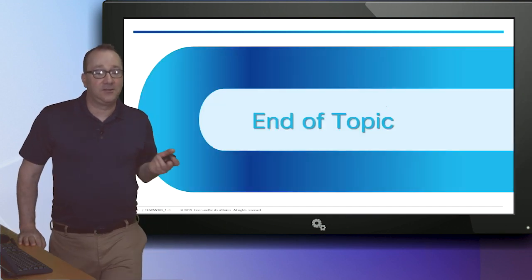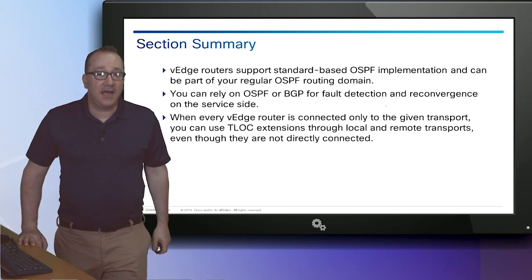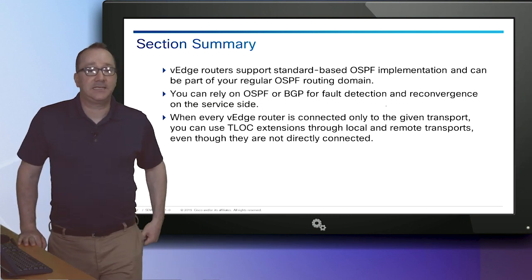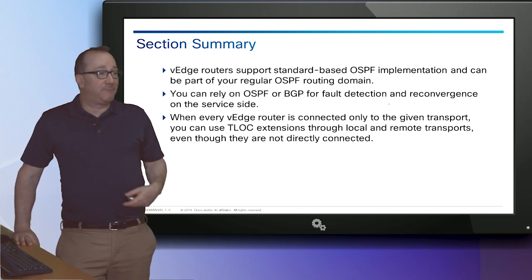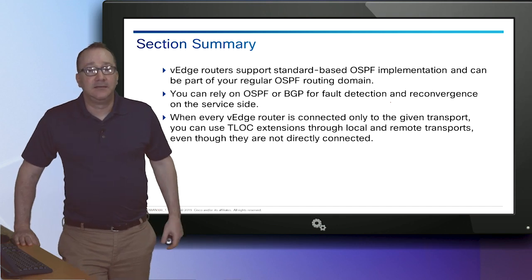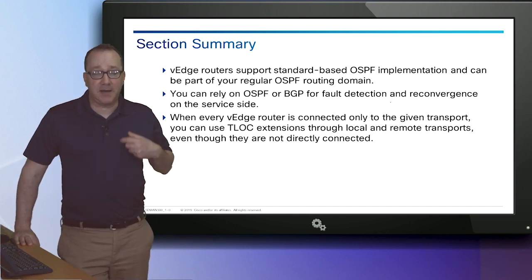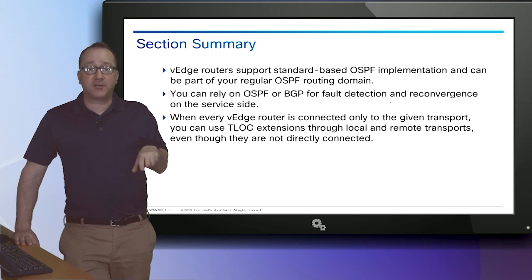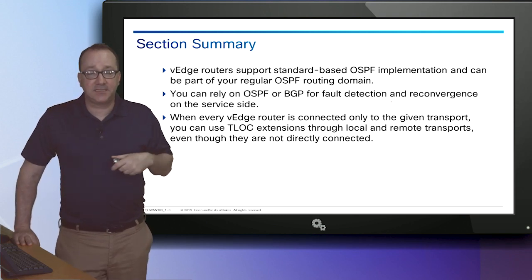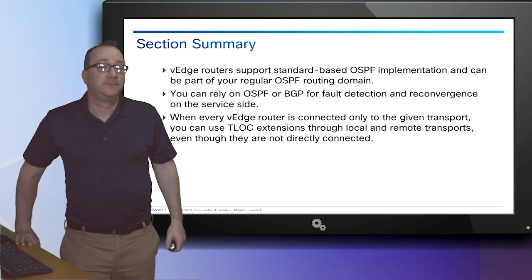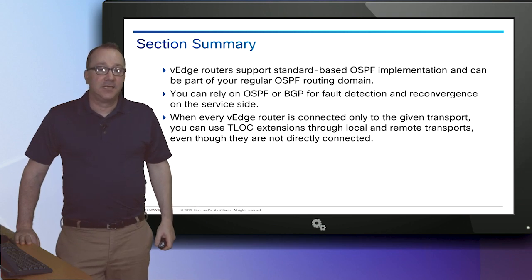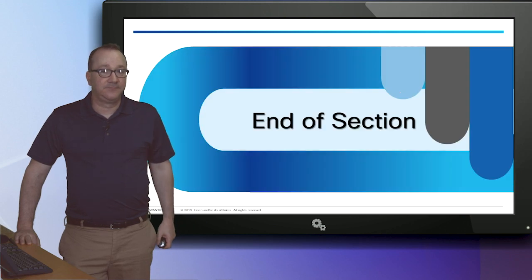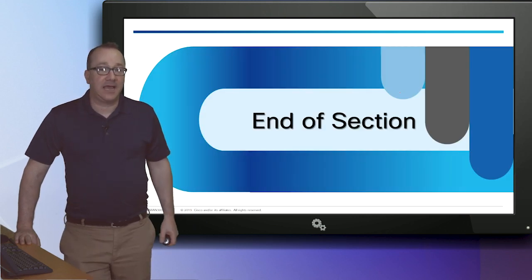All right? That concludes the TLOC extension section, and it also concludes this section of the class. So basically, we've been talking about how vEdge routers support BGP and OSPF, and we can be part of your regular OSPF or BGP domain. We also have fault detection using BFD, bidirectional forwarding detection. We also measure the quality of experience on each interface to see if it's working correctly. And whenever a vEdge router is connected only to one transport, we can use the TLOC extensions to connect through the local and remote transports, even if they're not directly connected. And that concludes this section. Thank you very much for watching.